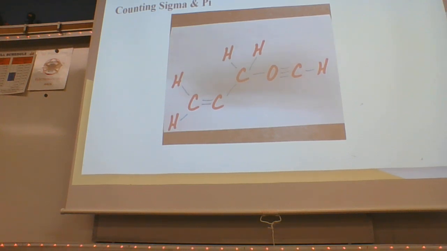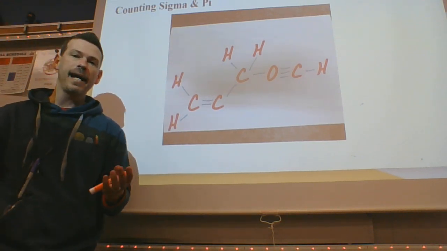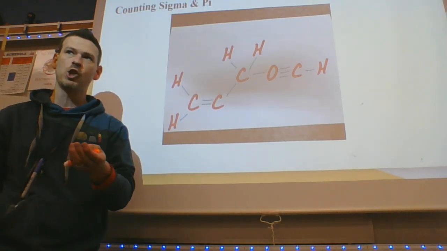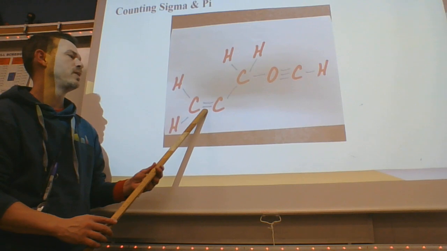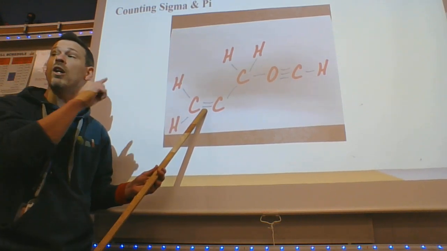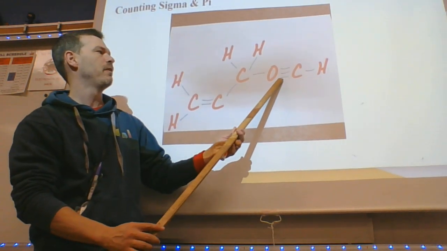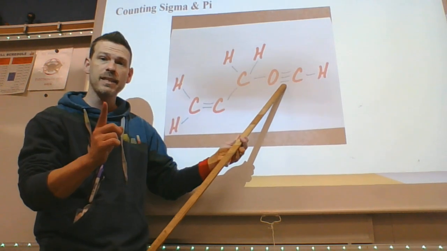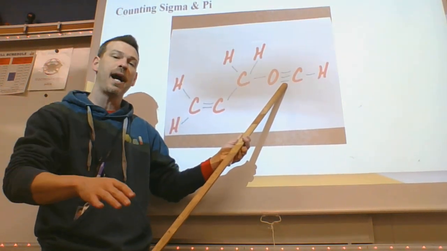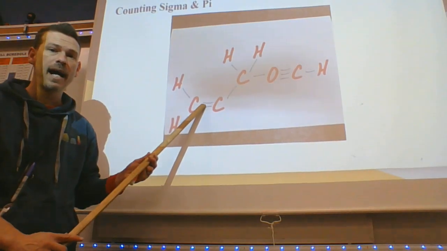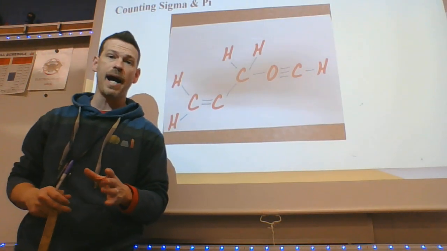Got 9. The pis will be the regions where there are doubles and triples. Like, look here. How many pi bonds do you see above my ruler? Just one. One of those is sigma. The other is a pi. So we're at 1 right now. How many pi bonds do you see above the ruler now? There's 2. One of them is sigma, but the other 2 are each pis. So there's 2 pis there, 1 pi there, for a grand total of 3. Nine sigmas and 3 pis.